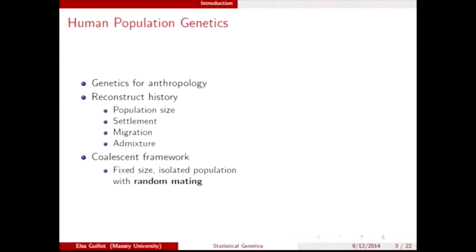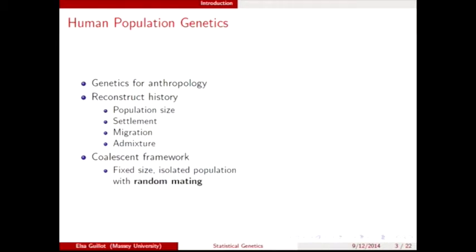So I'm going to talk to you about human population genetics, and I assume you don't know much about it. But basically, we are using genetics to reconstruct history. Looking at genetic patterns of different populations, we can tell the story of migration, settlement, admixture, population size, and we can even time them with molecular dating.